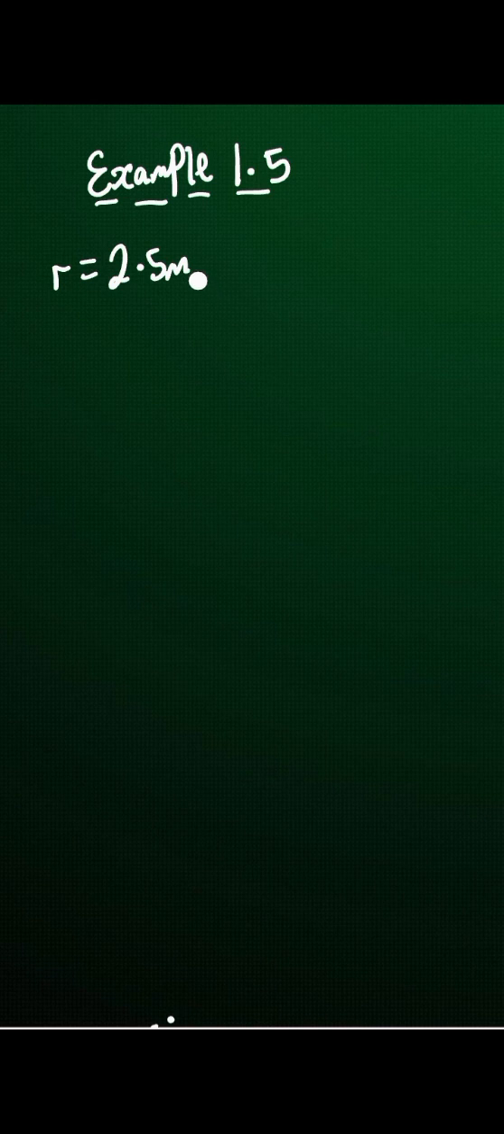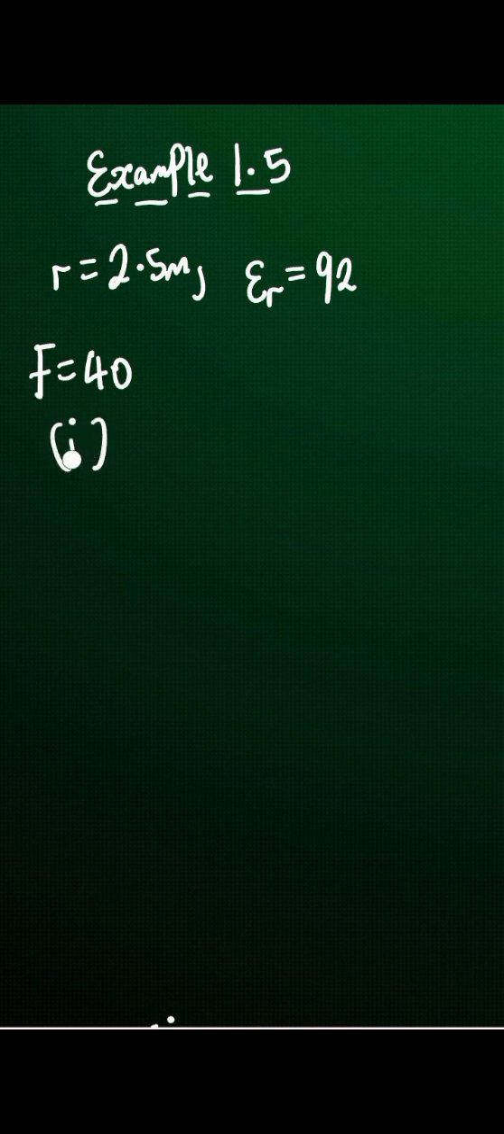Now note that dielectric constant and relative permittivity are the same thing. So it means that in this case, ER is equal to 92. Calculate A, the magnitude of the charges, if the repulsion force is 40. So they have given you the force F to be equal to 40. And you are being required to calculate the magnitude of each charge.